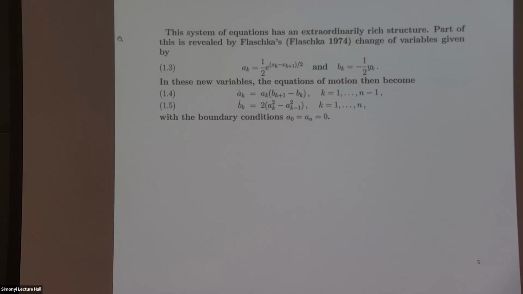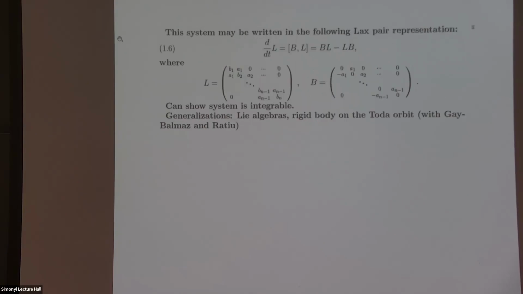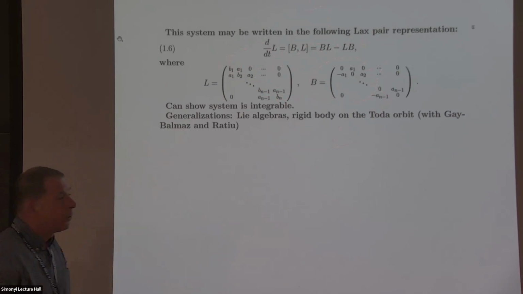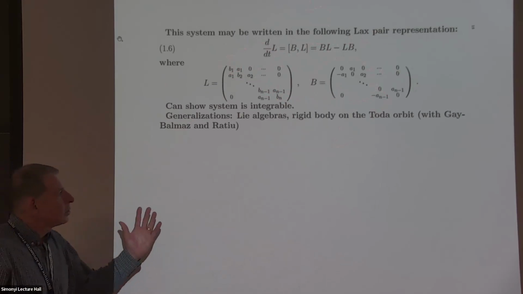So it doesn't look super interesting, but it actually is, because you can rewrite it in a Lax pair form, which is L dot equals B bracket L, where L is this tridiagonal symmetric matrix. So here we get the tridiagonal matrices. So the B's are on the diagonal, the A's are on the off diagonal, and B is the skew symmetric part of L. And you can show the system is integrable. And it's actually not too hard to see that.